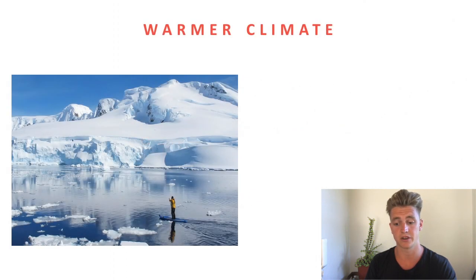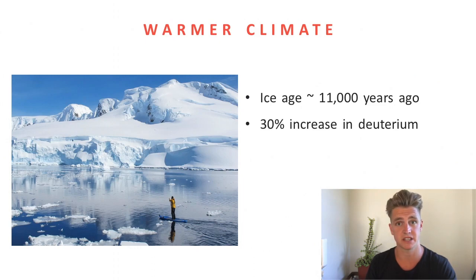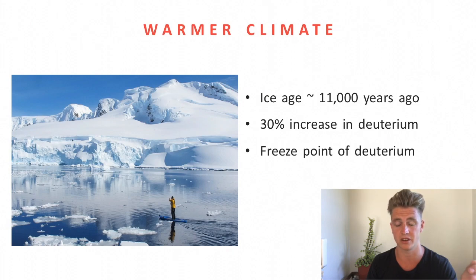So the first reason is, 11,000 years ago we hit the peak of the Ice Age, and since then our climate has been getting warmer. What this means is that more glaciers have been melting, and this has basically led to a 30% increase in deuterium levels of our water. Now, deuterium actually freezes at a higher temperature than normal hydrogen. It's at 3.8 degrees Celsius versus 0 degrees Celsius for normal hydrogen.